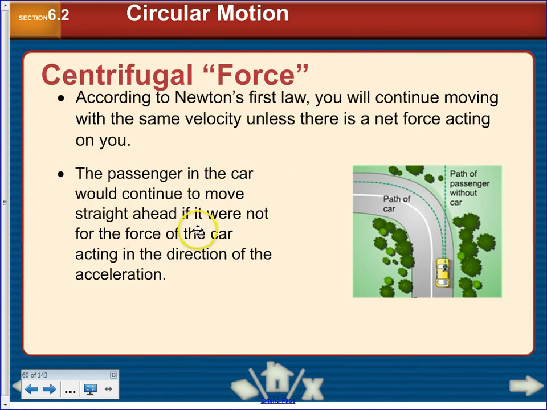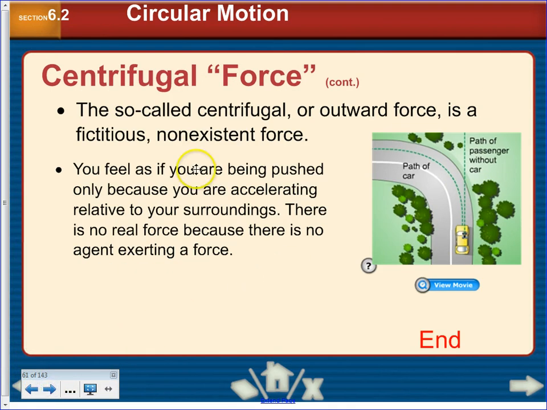No, the reason why you get thrown out of the car is because you're trying to travel in the same direction. If there's no normal force exerted by the car door to keep you in or the seat belts to keep you in, then you're simply going to travel in the same direction that you should be traveling. There is no force that's causing that. So the so-called centrifugal force or outside force is actually a fictitious, non-existent force. You feel as if you're being pushed only because you're accelerating relative to the surroundings around you.